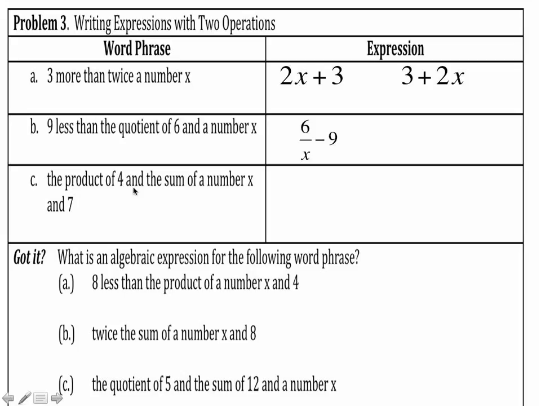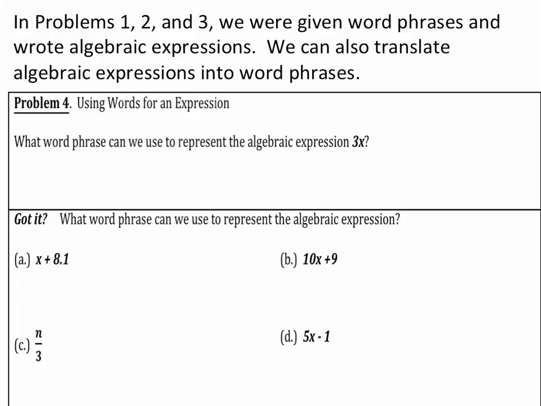Letter C, the product of 4 and the sum of a number x and 7. The product of 4 and this whole thing. So sum means addition. x and 7, well, I better add those together. And then I'm going to multiply the whole thing, product, multiply the whole thing by 4. So by putting this parenthesis here, I ensure that I do the x plus 7 first, get a number, then multiply it by 4. Okay? Some more "got it"s there that you can give a shot to. Pause it if you need to. And whenever you're ready, come on back.